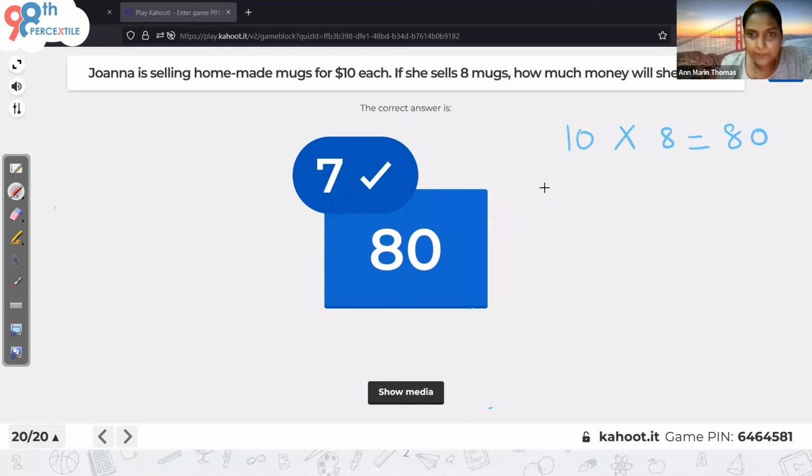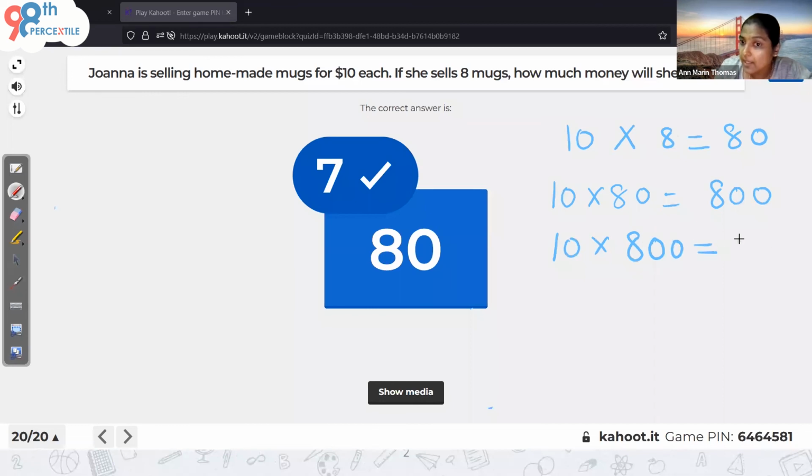Now, if she was selling 80 mugs, for example, all right? So 10 times 80 would give you 800. If she sold 10 times more, the following week after she sold 80, the following week it was 800. So how much money will she make? Yes, 8,000. Can you see something? Can you notice something here?